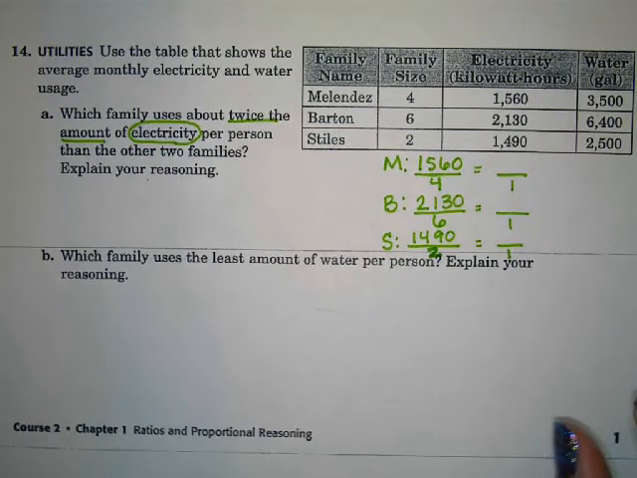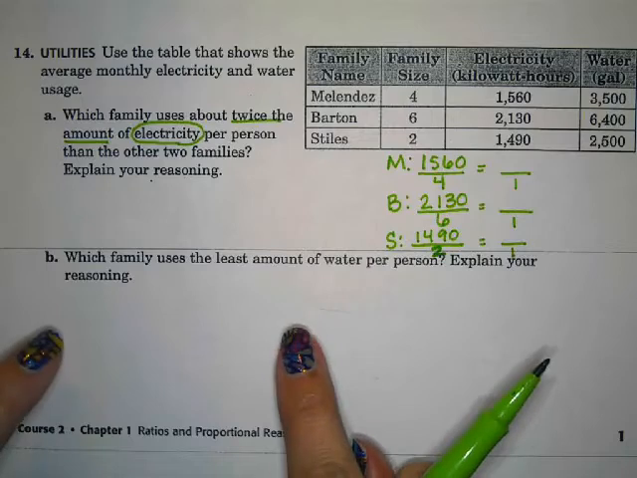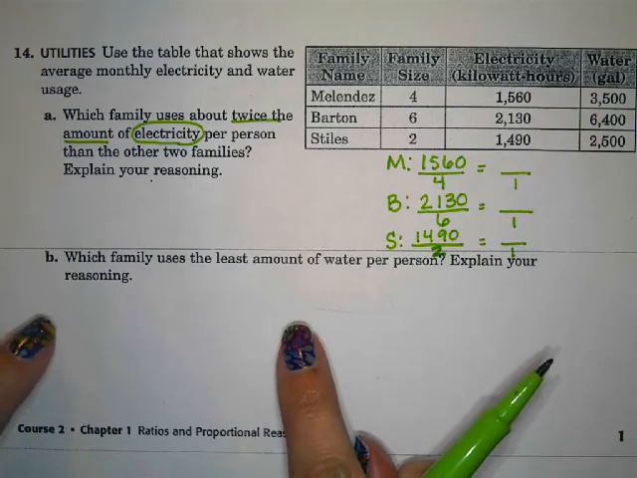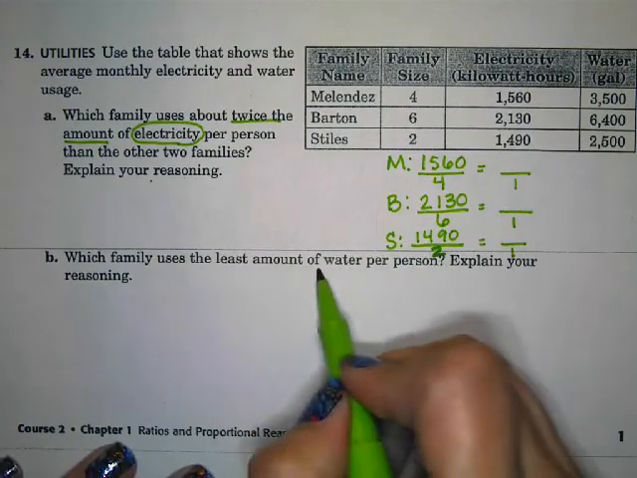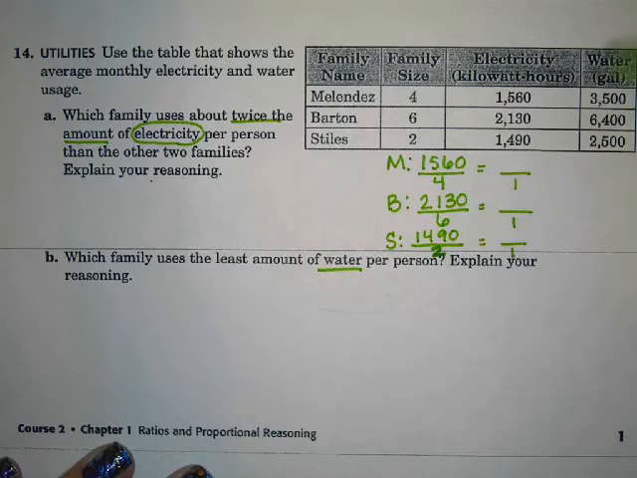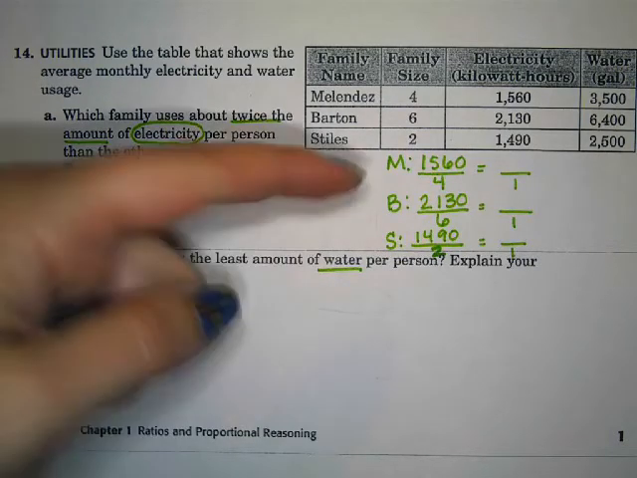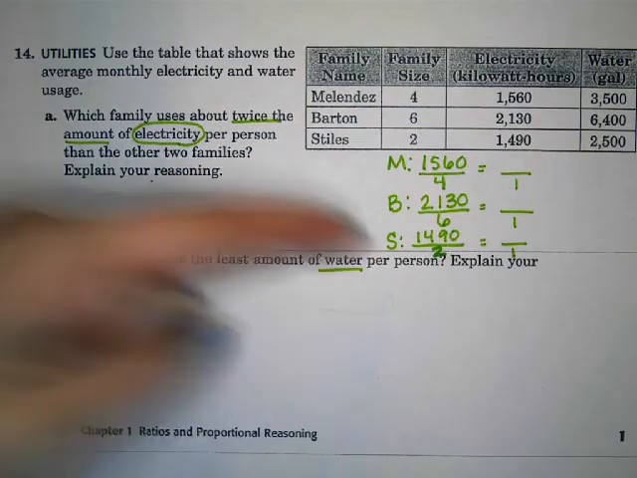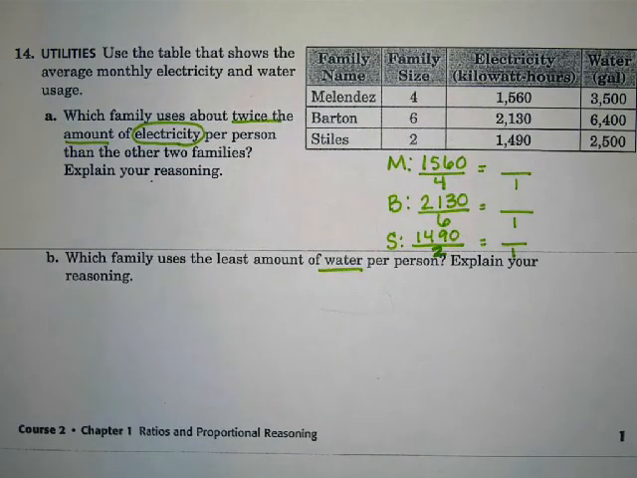Then you're going to go ahead and do part B, and this time it's with the water. So you're going to use the water part of the chart here. Okay, so that'll at least get you started. You're going to have to find unit rates for every family and then compare them to find your answer for number 14.